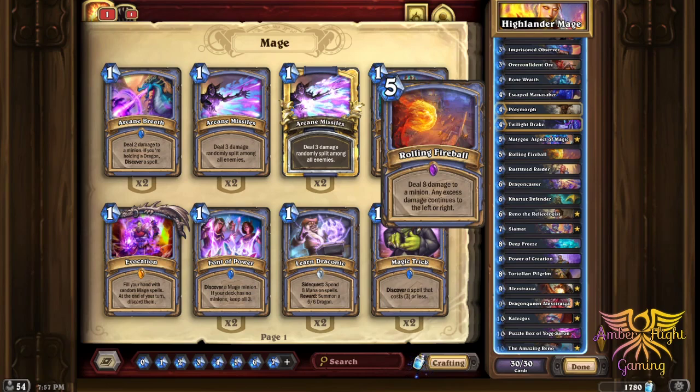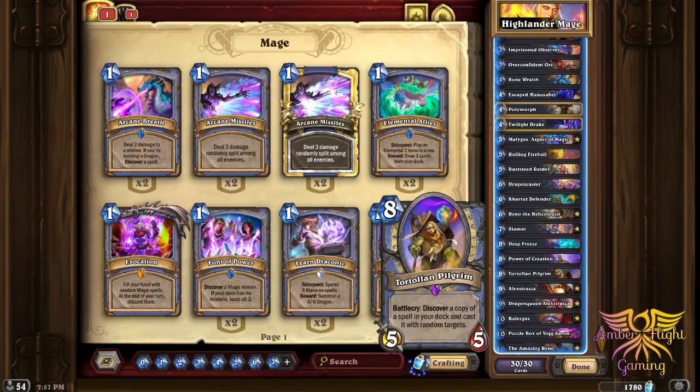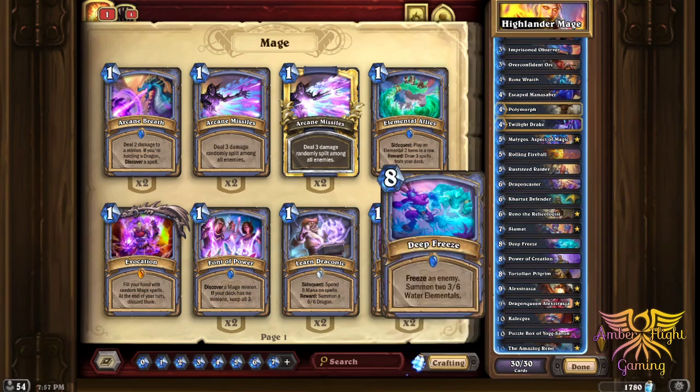Now, if you have a lot of spells that have this to a minion, and you don't have any spells remaining in your deck that target an enemy, you might not be wanting to play that Tortollan Pilgrim. It might be better to actually look for a different answer from your hand. Whereas cards like Deep Freeze specifically say freeze an enemy. So whether your opponent has minions on the board or no minions, this guaranteed will freeze something on your opponent's side of the board.